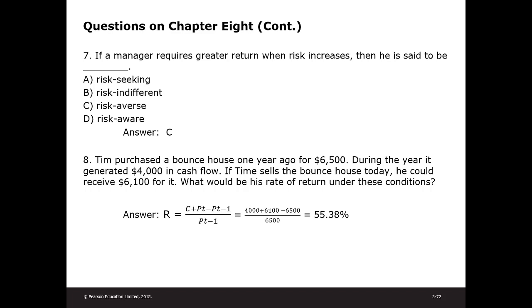And divide them by the beginning price, which is the 6,500. So the equation will be like that, and the answer will be 55.38%. For this equation, this is P for time T, the ending price, and P for T minus one is the beginning price. This is not PT, and then subtract one. Okay, let's be clear about that.